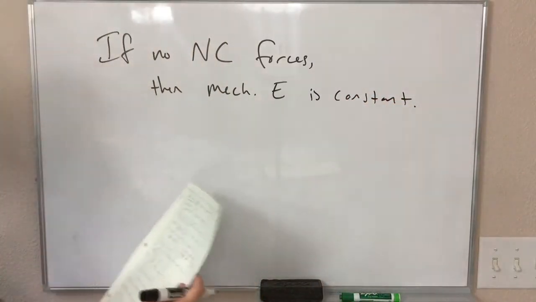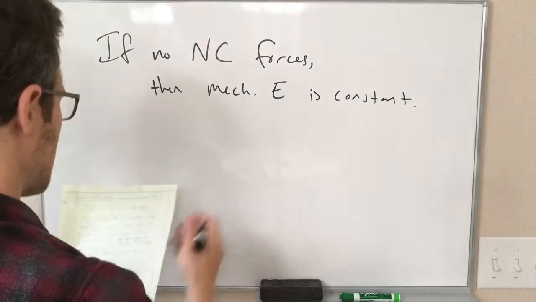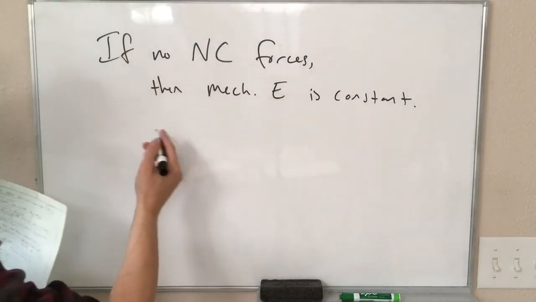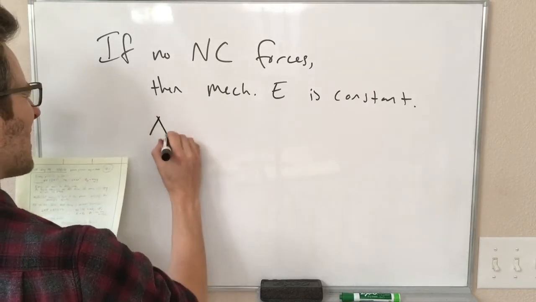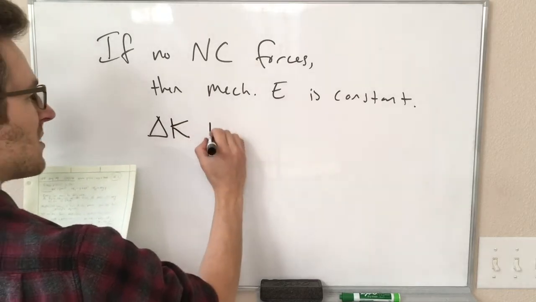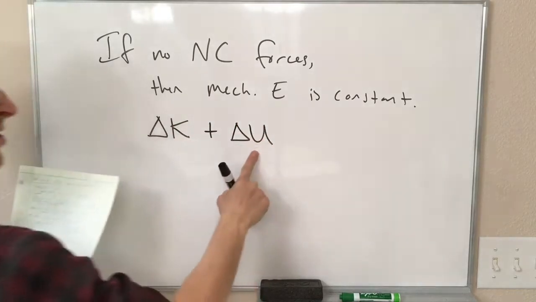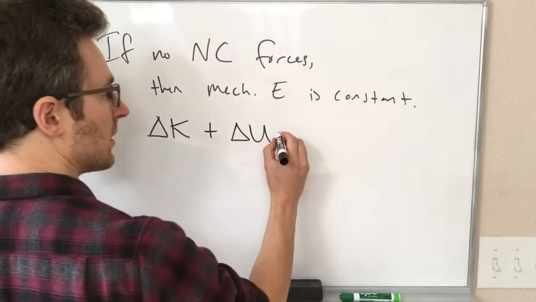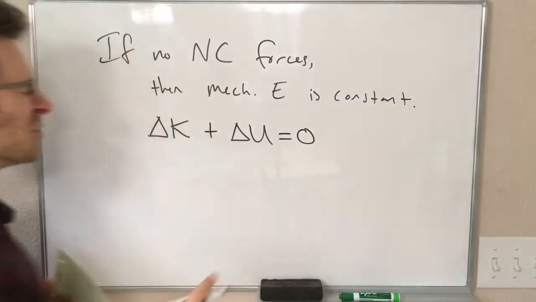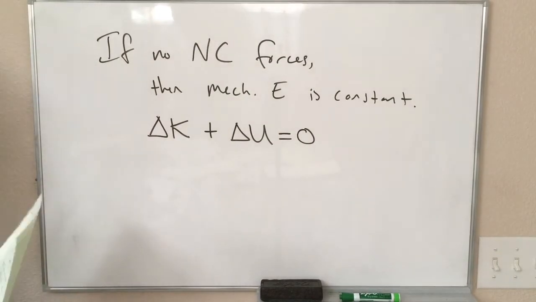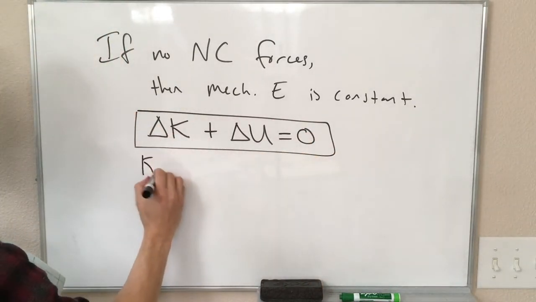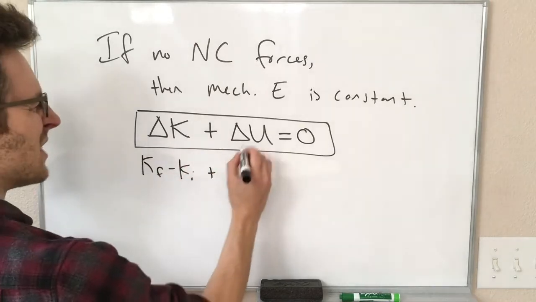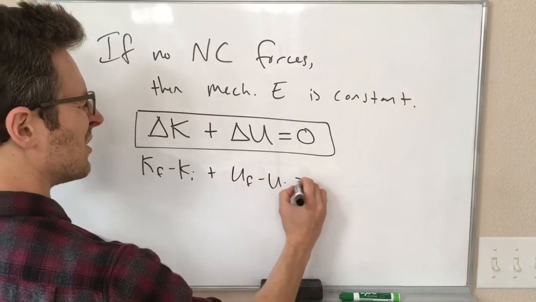constant, which is to say we can write mechanical energy in a couple different ways here. But one way I like to write this is that the change in the kinetic energy plus the change in the potential energy, and this could include spring and or gravitational energy, is equal to 0. So the total change in energy of our system has to be equal to 0. I'm going to put a box around this. We can also rewrite this. So delta K is K final minus K initial. Delta U is U final minus U initial.